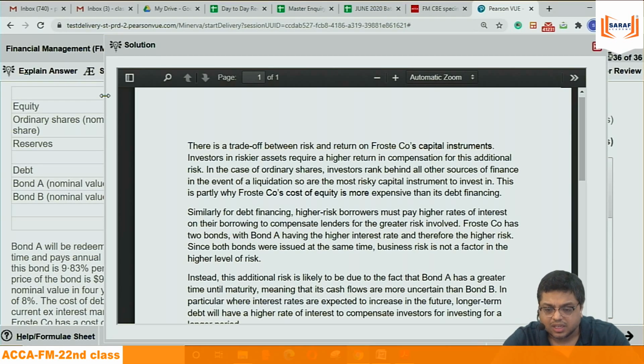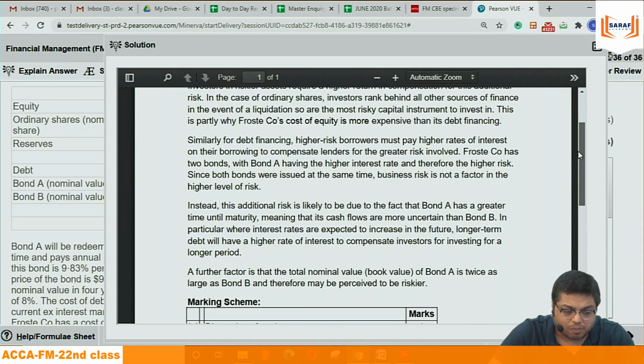Second paragraph. Similarly, for debt financing, the higher risk borrower must pay a higher rate of interest on their borrowing to compensate lenders for the greater risk involved. F company has two bonds, bond A having the higher interest rate and therefore the higher risk. Since bond A and bond B were issued at the same time, business risk is not a factor in the higher level. Because it is by the same company, they are saying bond A 9%, bond B 8%. Why?